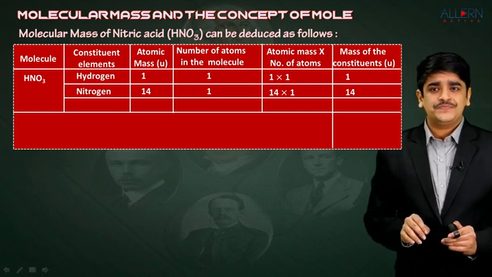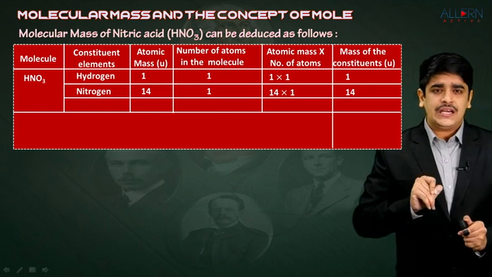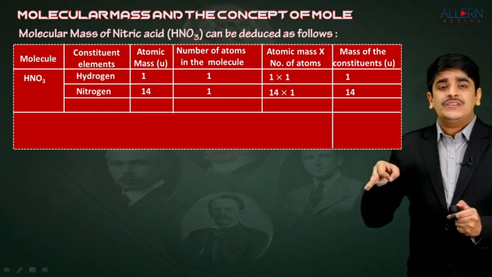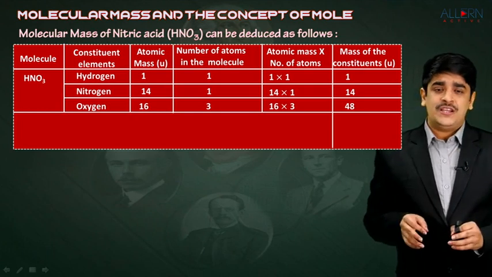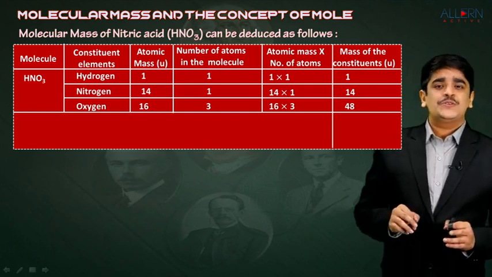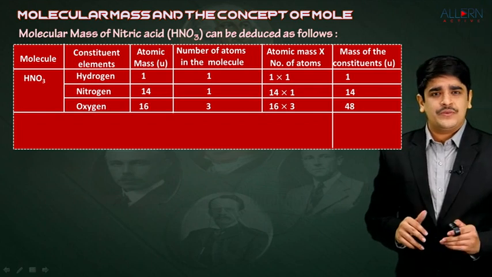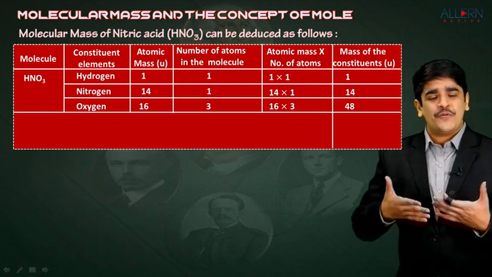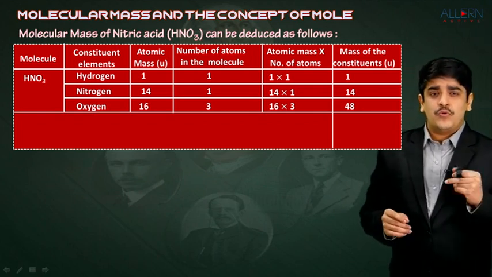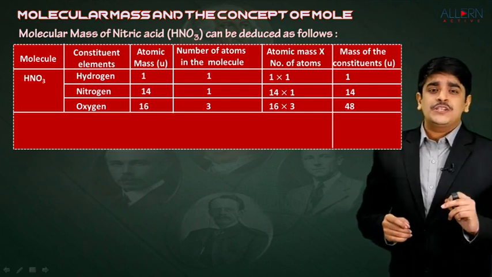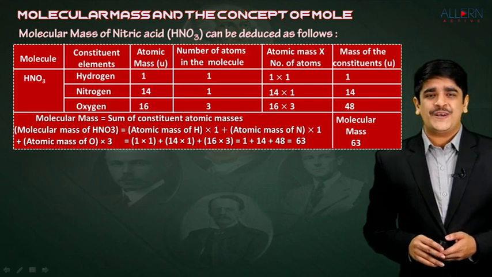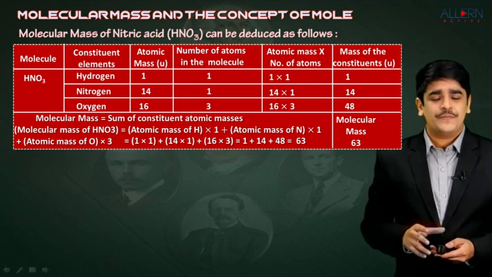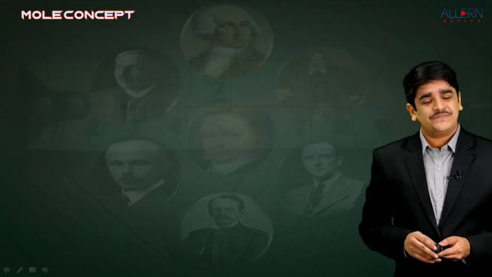Great, perfect. Slightly tricky. Think, nitric acid, HNO3. For oxygen, the weight of one atom is 16, but there are 3 over there. So 16 into 3 gives me 48. What do we have to do now? Simply add up all of these masses. 48 plus 14 is 62. 62 plus 1 is 63 and that gives me my final answer. The molecular mass of nitric acid is going to be 63. As simple as that.